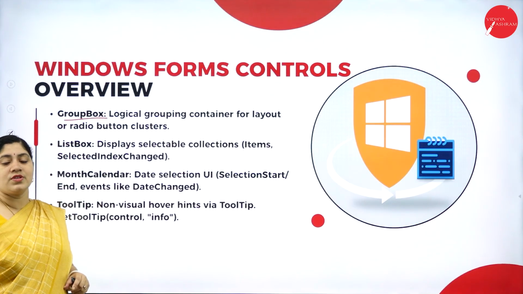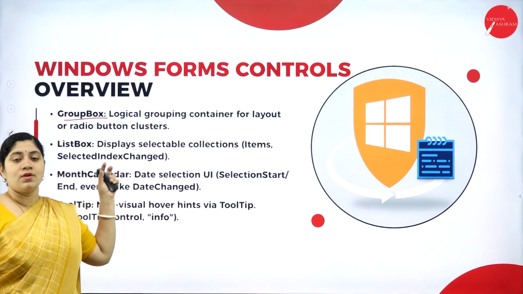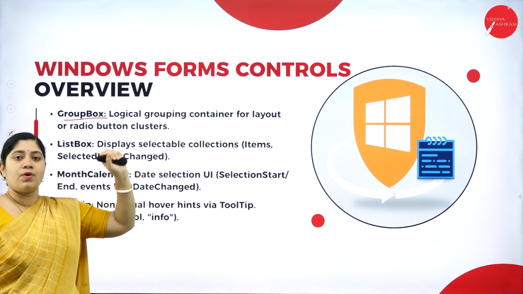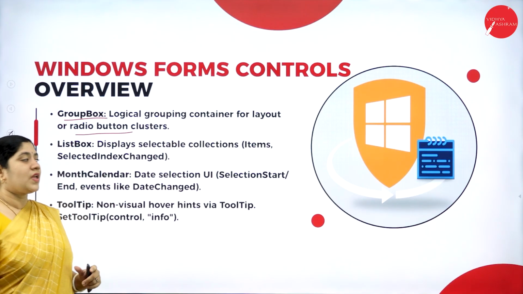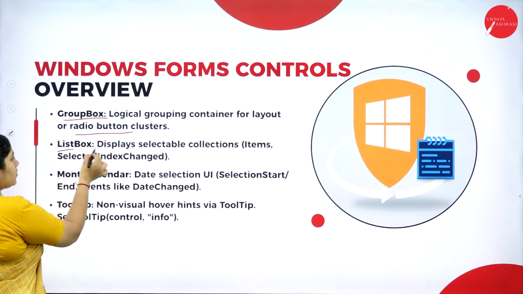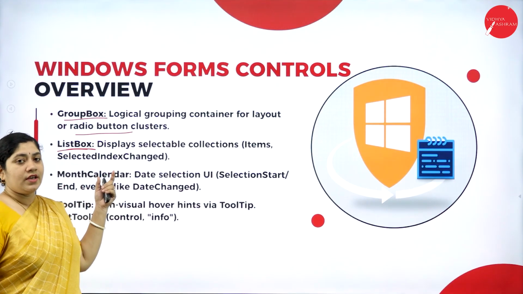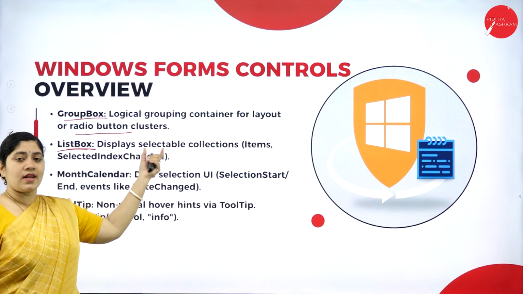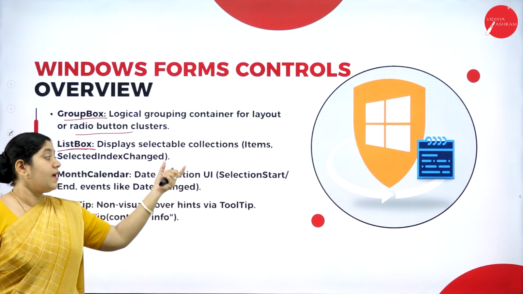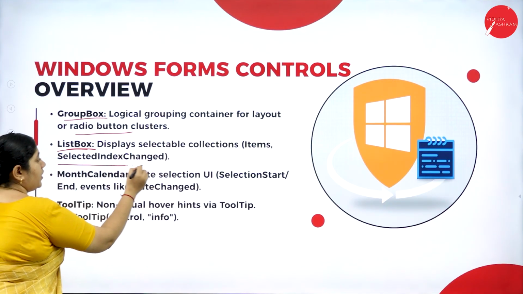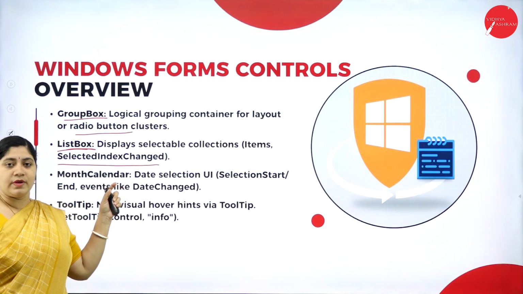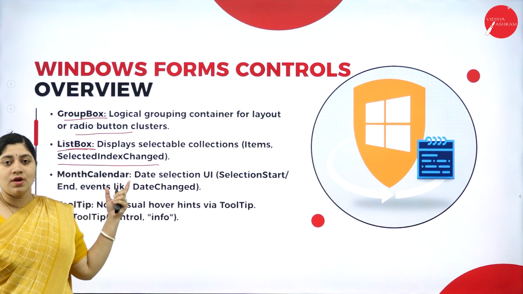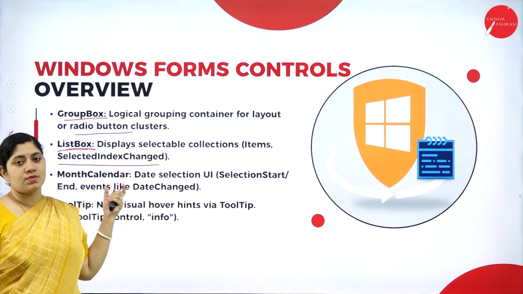So group box is nothing but a logical grouping container for layout as well as for radio button clusters. Next one is a list box. It is used to display selectable collections only, and it can be either items selected or index changed, whatever it may be, but according to our requirement, we can go ahead and display the things.